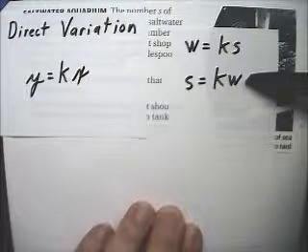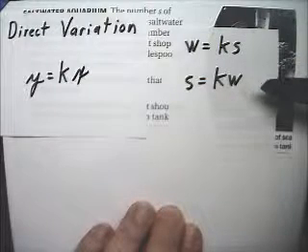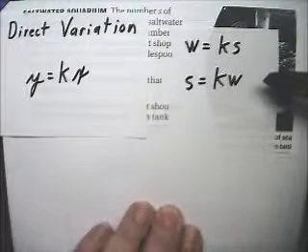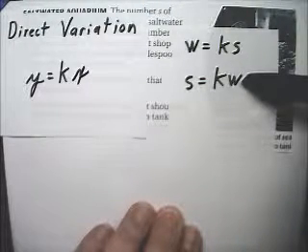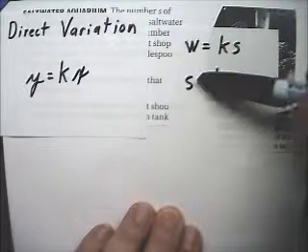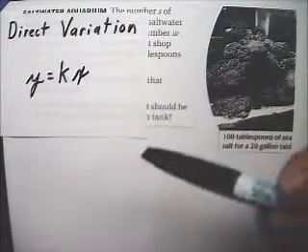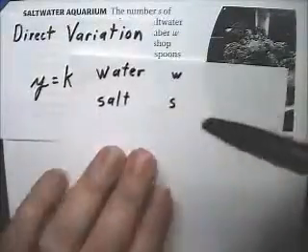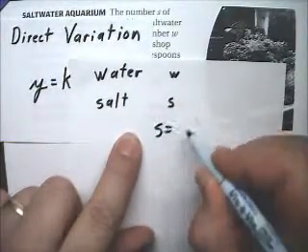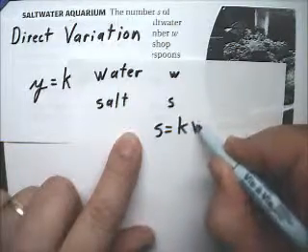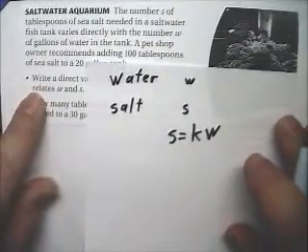Well, this is the more valid equation. You don't start with an amount of salt and then determine how much water you're going to put in the aquarium. That's not realistic. Your aquarium is a certain size, there's a certain amount of water, and that's going to determine how much salt to add. So our equation is going to be of the form S is equal to KW. And now all we have to do is figure out what K is.